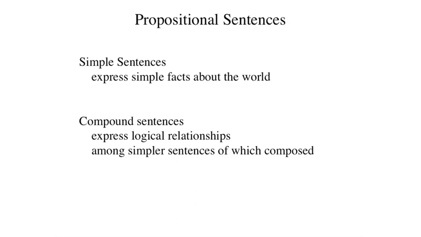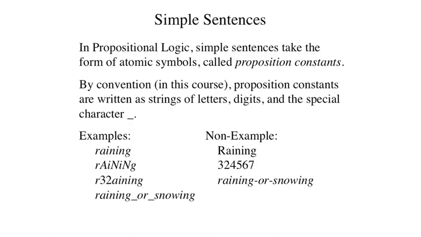In propositional logic, there are two types of sentences: simple sentences and compound sentences. Simple sentences express simple facts about the world. Compound sentences express logical relationships between the simpler sentences of which they are composed. In propositional logic, simple sentences take the form of atomic symbols called proposition constants.